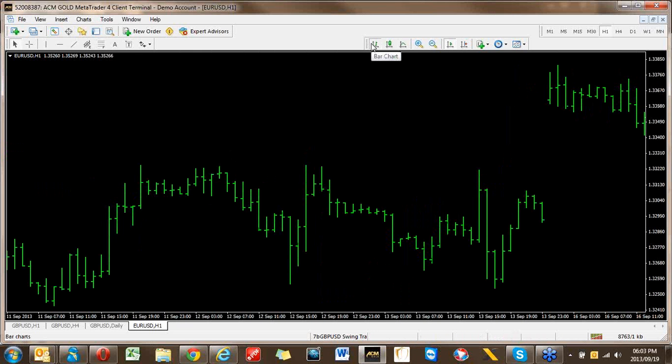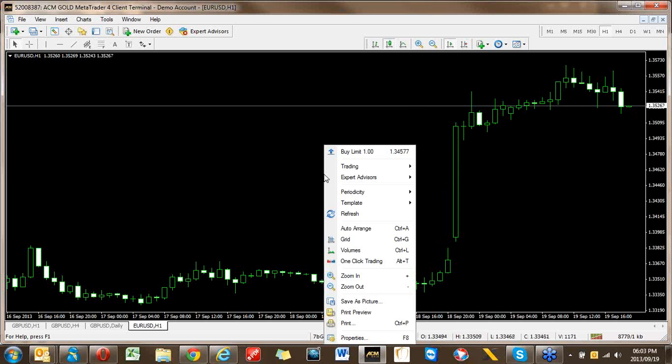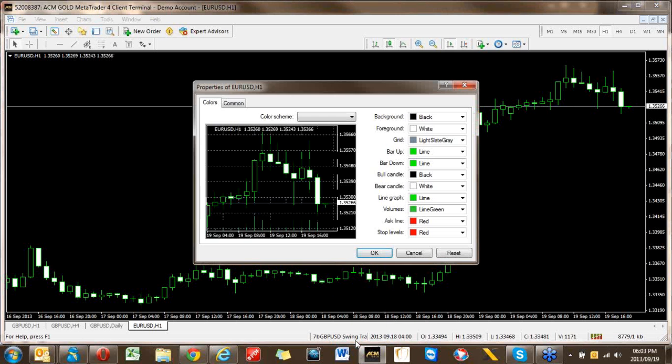Oh, what have we got? Okay, we've got a bar chart. Right, don't like the bar chart. Let's go to the Japanese candle. Ha, much, much better. Then if I want to change my colors, the background, the candles, etc., click on the chart anywhere, doesn't matter. Right click, go to properties, and now I can change.